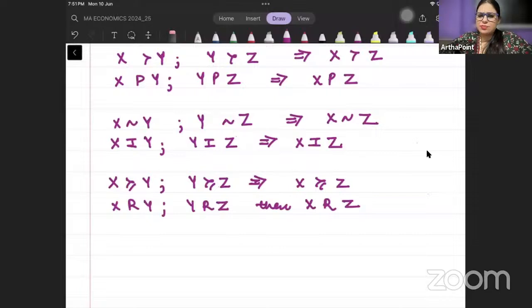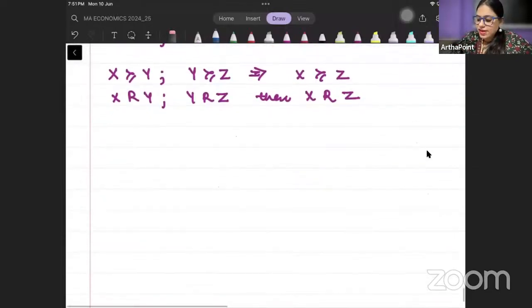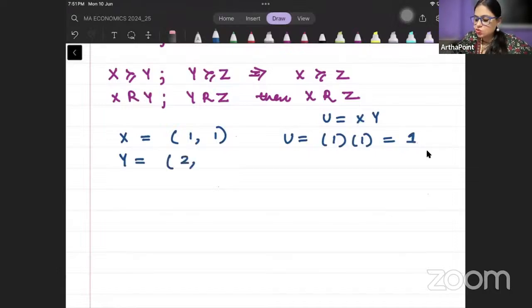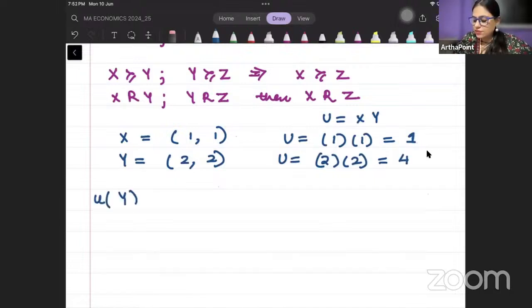And a very, very simple example I will give you. So if I have a bundle which is (1, 1), and my utility function is X into Y, here my utility will be 1 into 1, which is 1. Now, if I give you another bundle, (2, 2), my utility is 2 into 2, it will be 4. Clearly, I see that utility from Y is greater than utility from X. So Y is preferred over X.